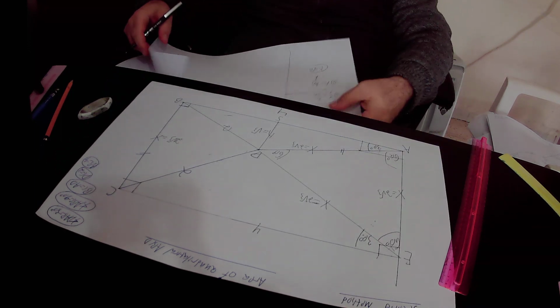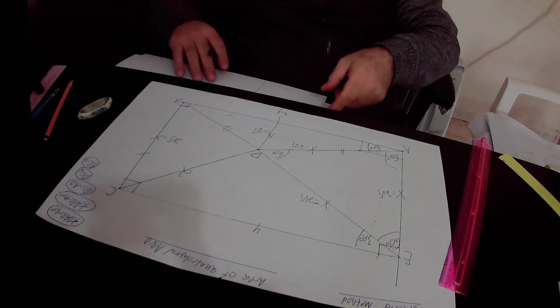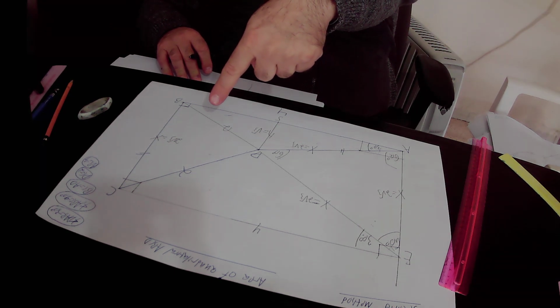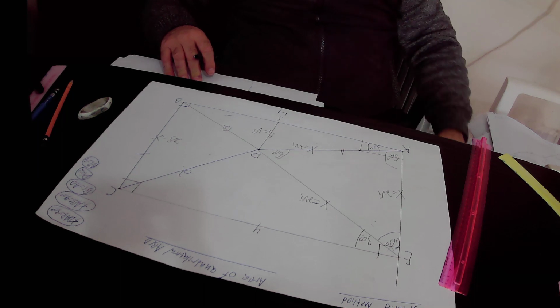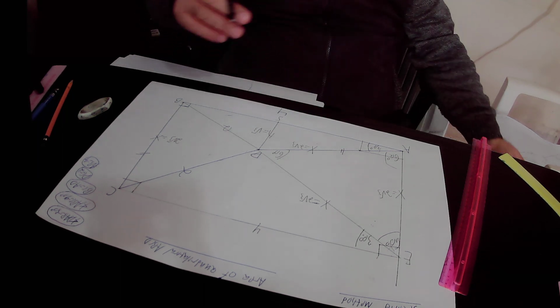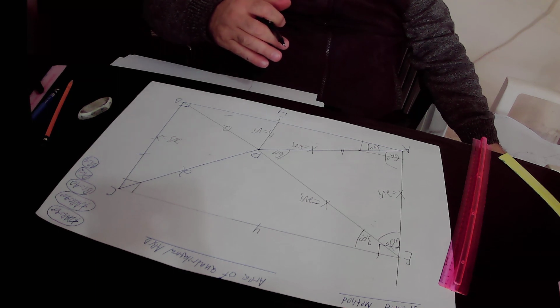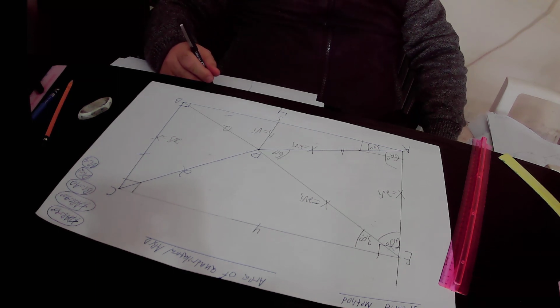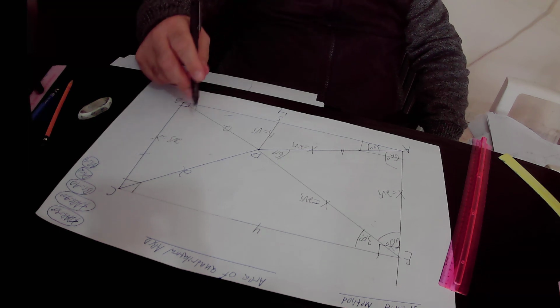And the only thing that is left is to find out the area of triangle DBC, because we know that the area of triangle DBC plus the area of triangle ADB equals the area of quadrilateral ABCD that we are looking for.